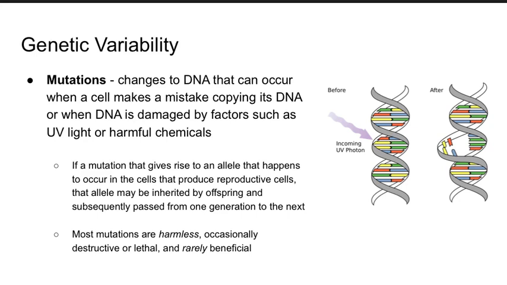We've seen this term before, but let's get a definition down again for you in your notes. Mutations. These are changes in DNA that can occur when cells either make mistakes when copying their DNA or when the DNA gets damaged by some sort of factor like UV light or harmful chemical exposure. If a mutation that gives rise to an allele happens to occur in the cells that produce reproductive cells, that allele might be inherited by offspring and subsequently passed on from one generation to the next. So the only way that you can pass on these mutations is if they happen in your reproductive cells, right?